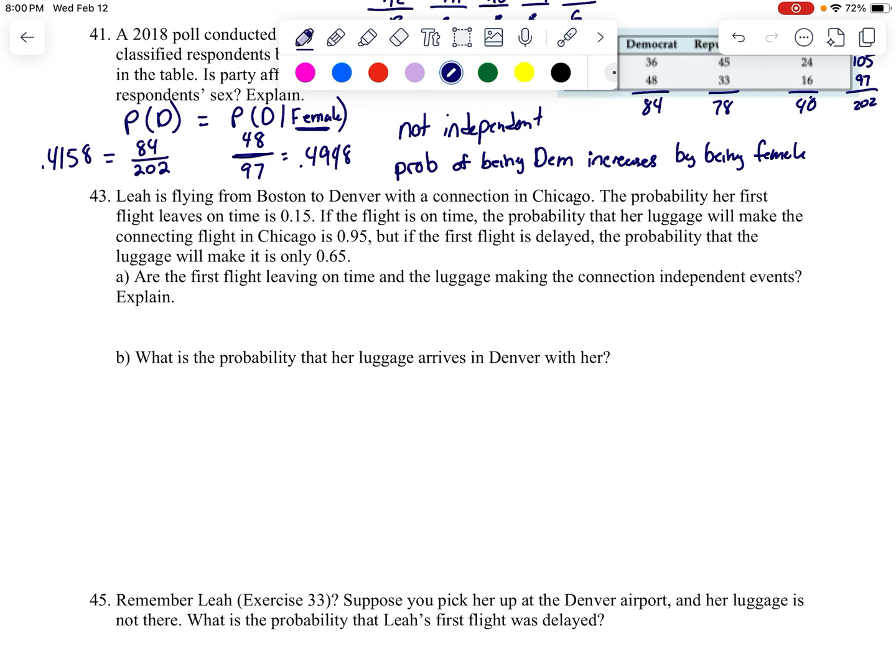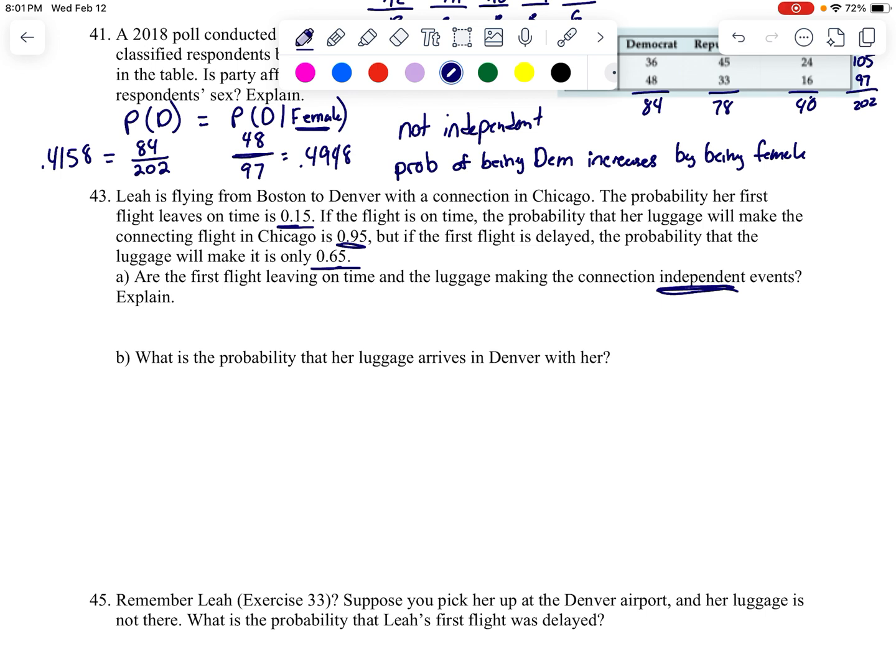Anyway, Leah is flying from Boston to Denver with a connection in Chicago. The probability her first flight leaves on time is 15%. If the flight is on time, the probability that her luggage will make it to the connecting flight to Chicago is 95%. However, if her first flight is delayed, the probability of making the luggage is only 65%. Are the first flight leaving on time and the luggage making the connection independent events?